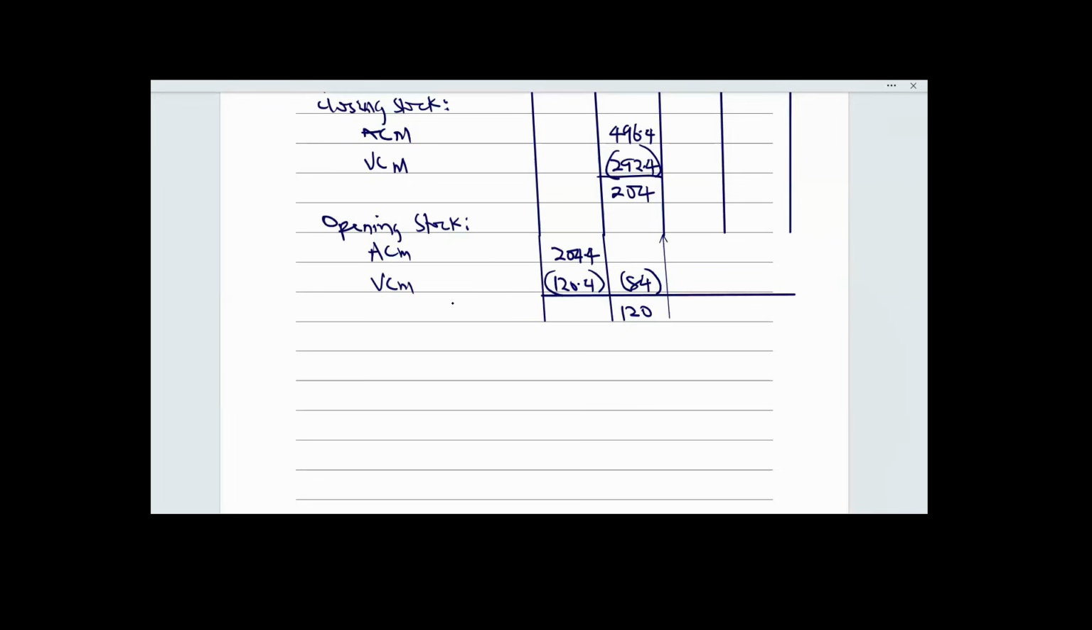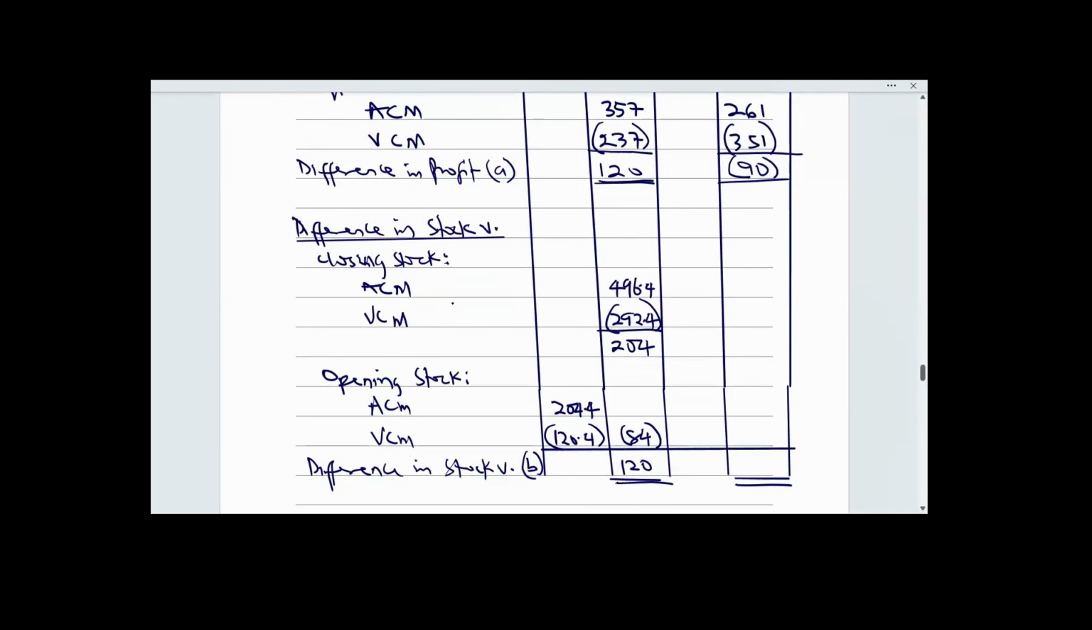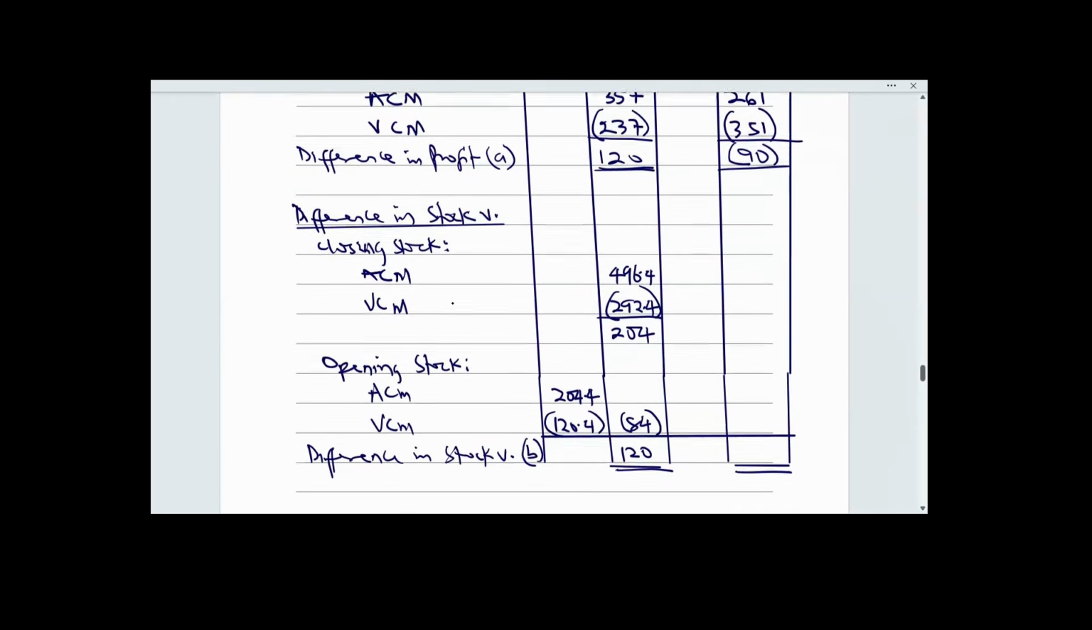Okay, so this represents the difference in stock valuation, which is B. So when you look at our calculation, you see that the difference in profits and the difference in the stock valuation are equal in the first period. So let's move to the second period quickly.